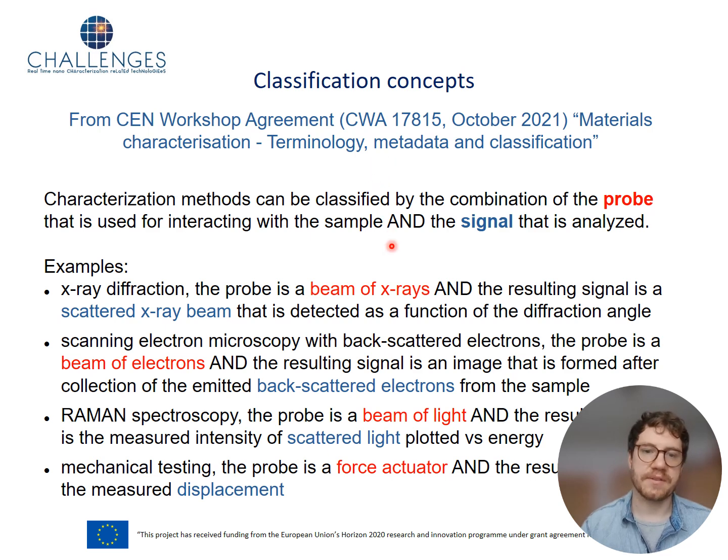And just to give you some examples, if we use X-ray diffraction, the probe is a beam of X-rays, and the signal consists of also a backscattered beam of X-rays. In scanning electron microscopy, we have an incident beam of electrons, and depending on the detection channel, a beam of backscattered electrons. If we have Raman spectroscopy, a beam of light is incident, and a beam of scattered light is then analyzed. In mechanical testing, the probe is a force actuator, and the resulting signal is then a displacement of this force actuator.